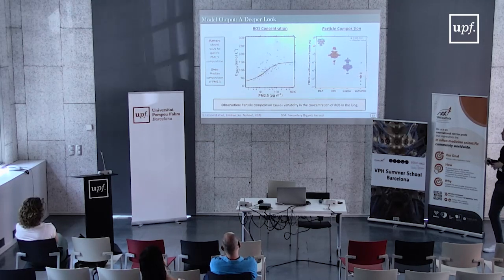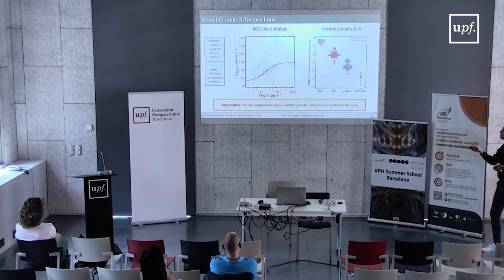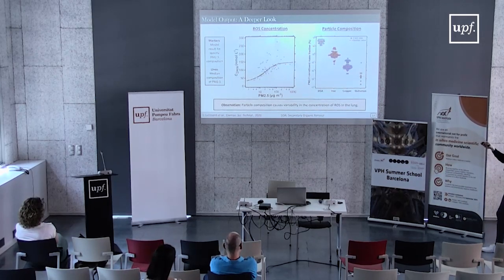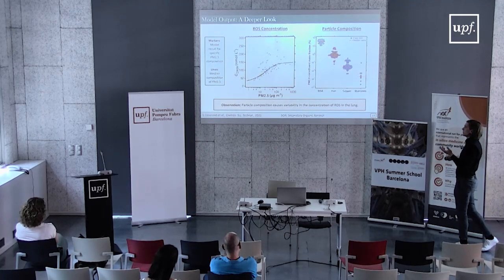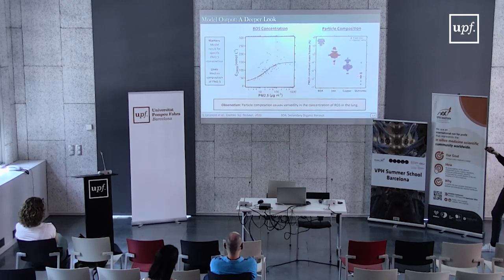So if you assume all the particles all over the world are the same, then you would always just look at this line. But the main observation that I want you to take away from this figure here on the left is that the particle composition matters, right? And it causes this variability in the concentration of ROS that the model predicts for the lung.